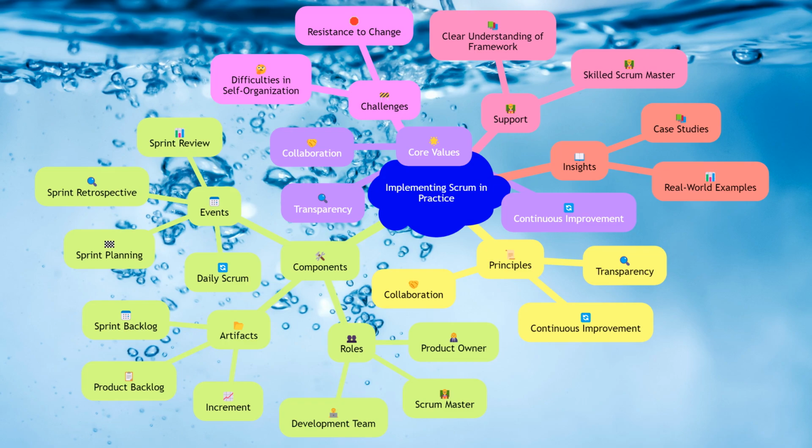Successful Scrum implementation often involves a cultural shift where collaboration, transparency, and continuous improvement become core values. Teams may face challenges such as resistance to change or difficulties in self-organization, but with the support of a skilled Scrum Master and a clear understanding of the framework, these challenges can be overcome. Real-world examples and case studies can provide valuable insights into how Scrum can be effectively applied in various contexts.